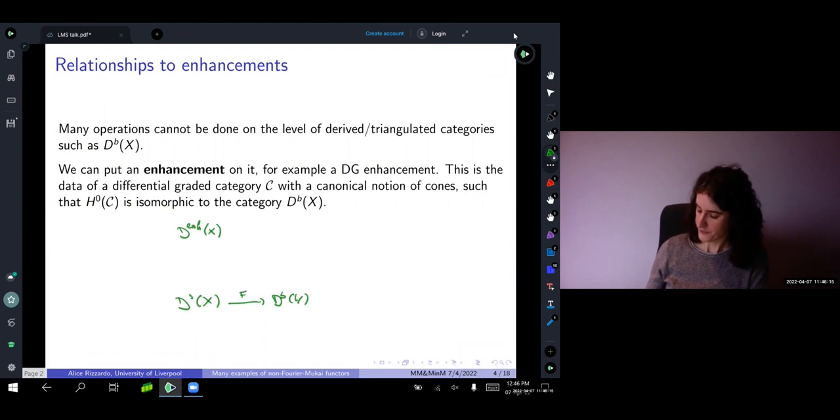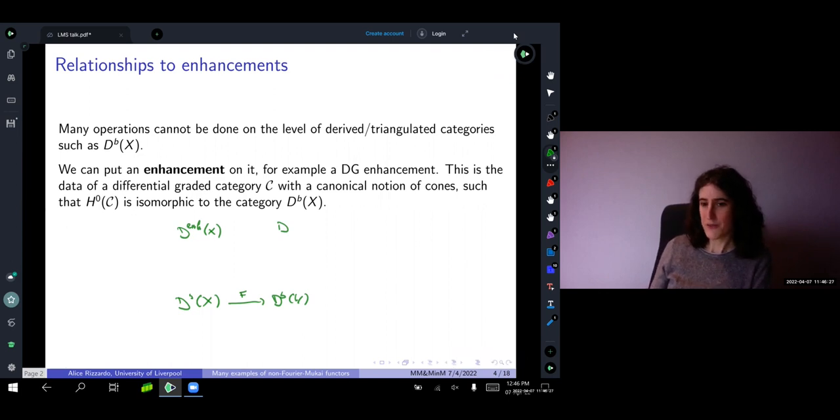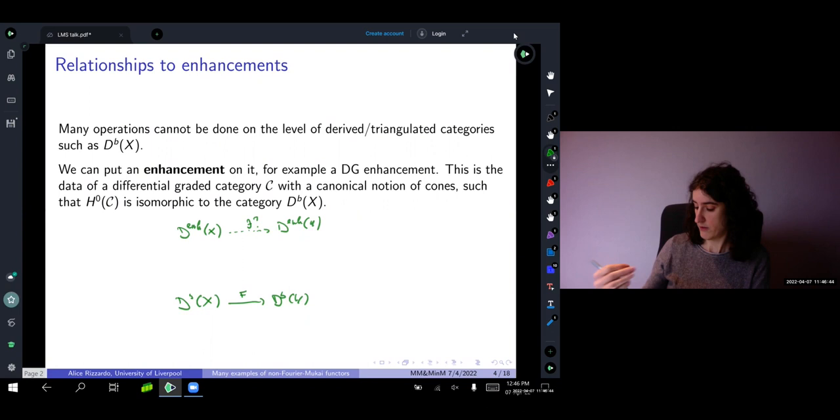So if I have another scheme or variety Y, and I have its derived category, again, if Y is at all reasonable, there is going to be an enhancement here. And then the question is, does there exist a functor that lifts the functor F?